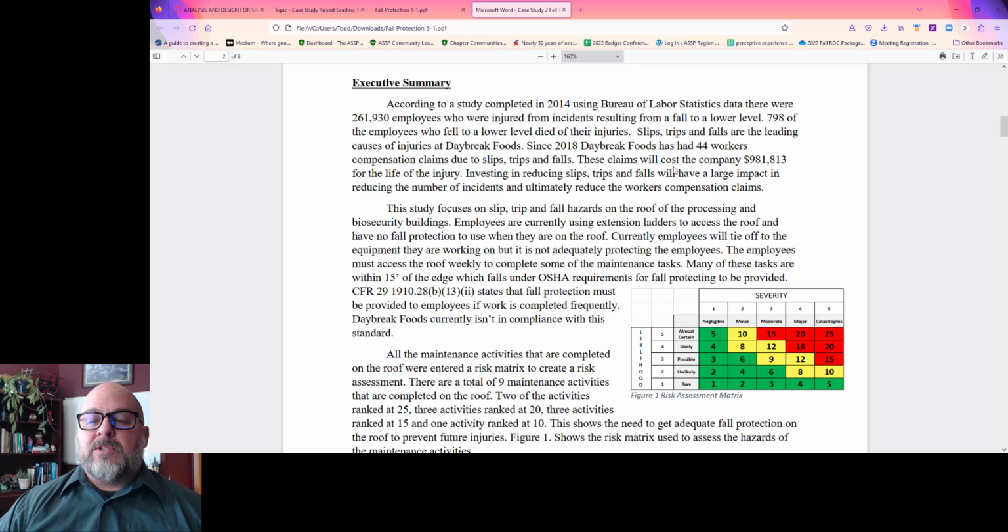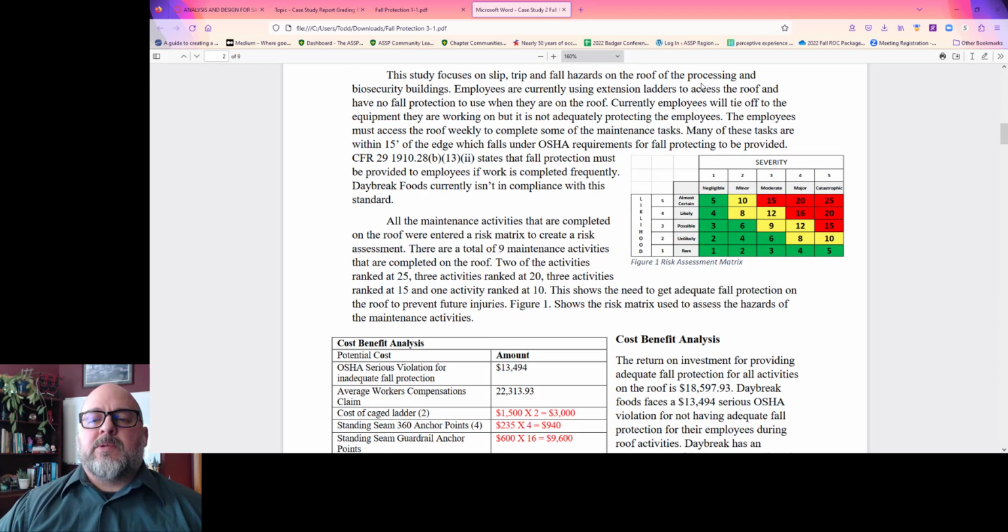Okay, so he's going in-house. Claims will cost the company this much money. Yes, thank you, Sean. He's saying nationwide is an issue. Here's what we have here. The study focuses on slips, trips, and falls on the roof of the processing plant. So he's providing scope right here. Oh, Sean, thank you. Currently employees tie off. What are your requirements? Blah, blah, blah.